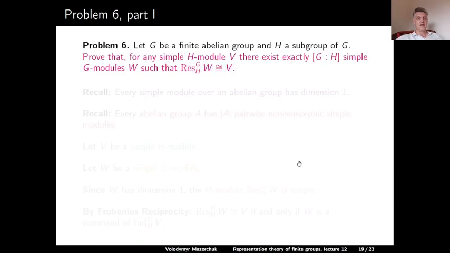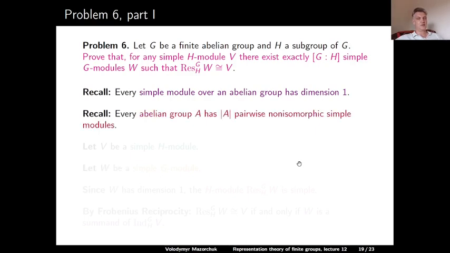Problem 6. Let G be a finite abelian group and H a subgroup of G. Prove that for any simple H module V, there exist exactly the index of H in G simple G modules W which restrict to V. In order to solve this problem, let us recall that any simple module over an abelian group has dimension 1, and that the number of pairwise non-isomorphic simple modules over an abelian group is equal to the cardinality of this group. So let V be a simple H module and W be a simple G module.